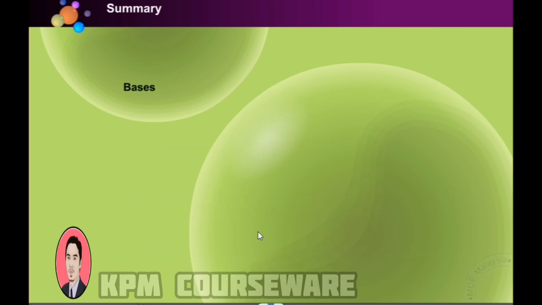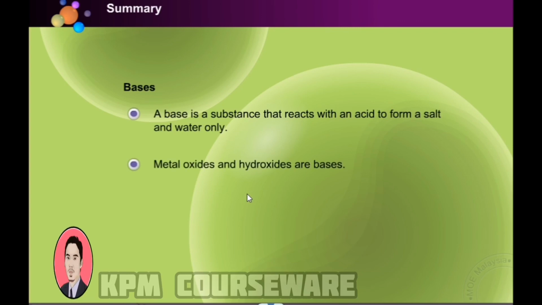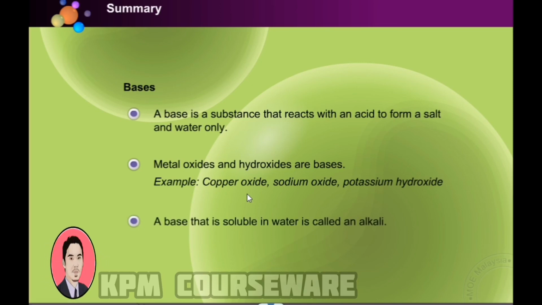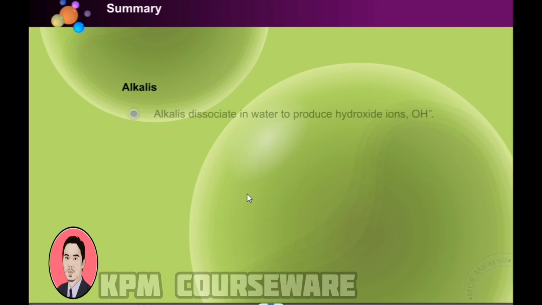Bases. A base is a substance that reacts with an acid to form a salt and water only. Metal oxides and hydroxides are bases. A base that is soluble in water is called an alkali. Alkalis dissociate in water to produce hydroxide ions.